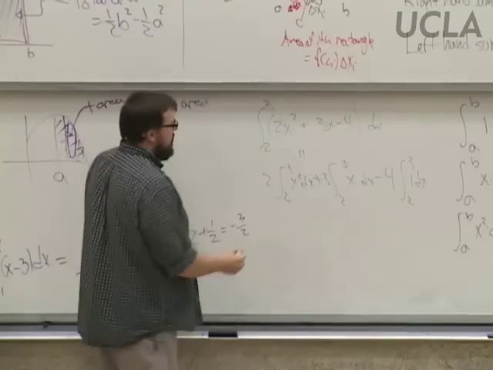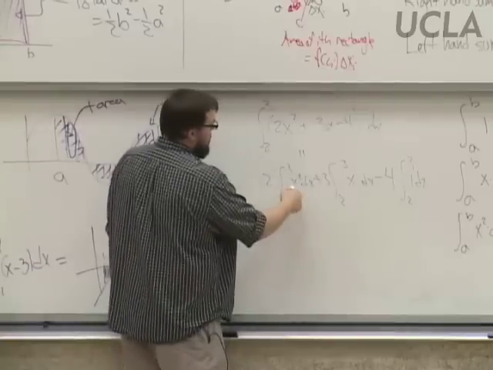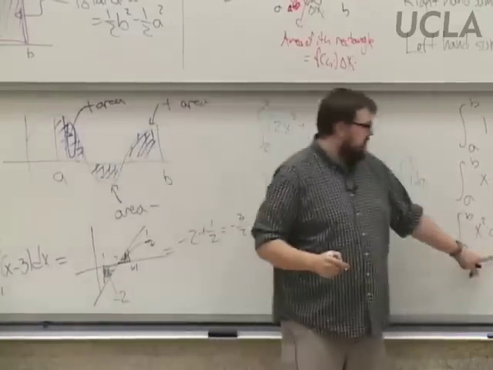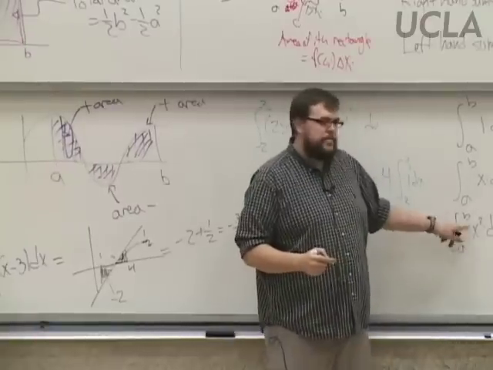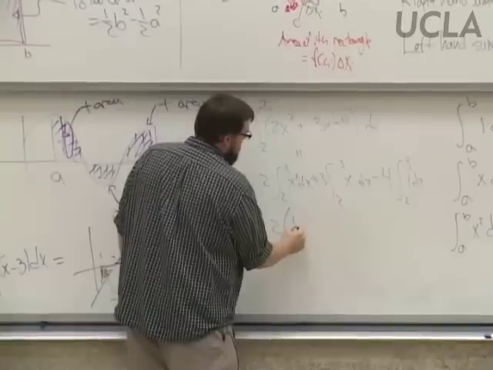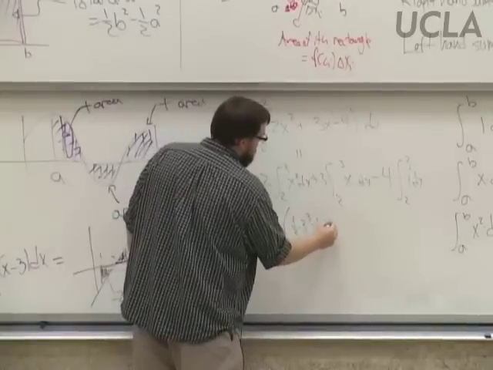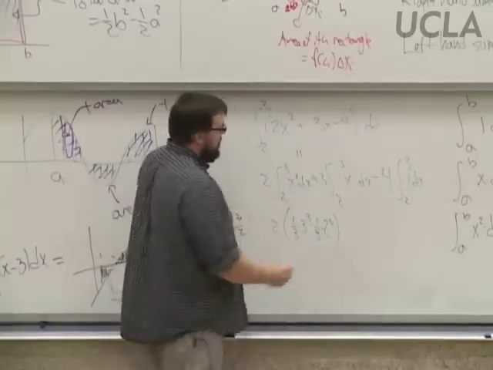And then I say, well, I know what this is. The integral of x squared from 2 to 3 is right here, except I put a equals 2, b equals 3. So that's 2 times 1/3 times 3 cubed minus 1/3 times 2 cubed. And that's that. Plus 3.